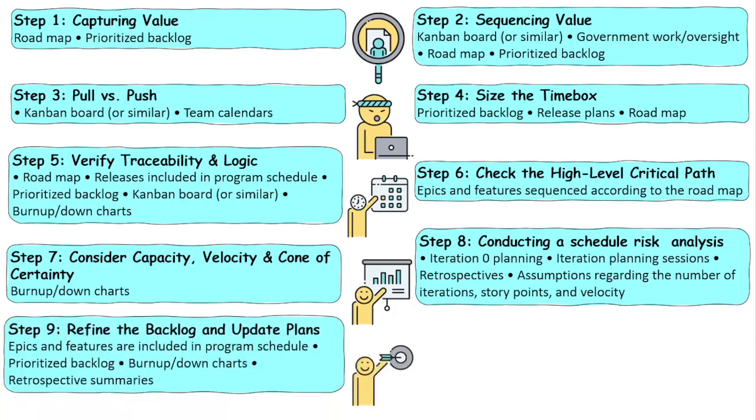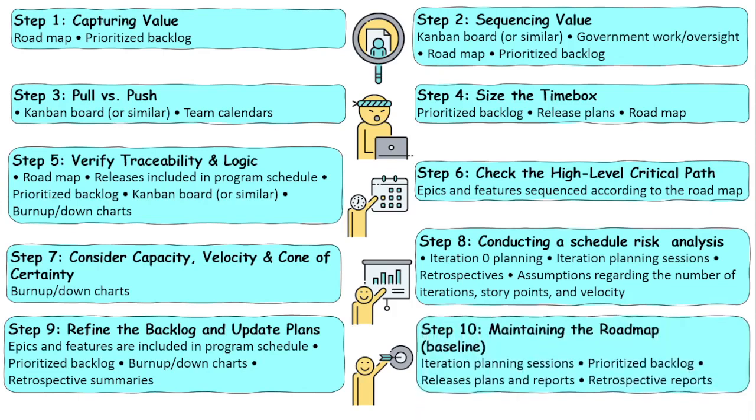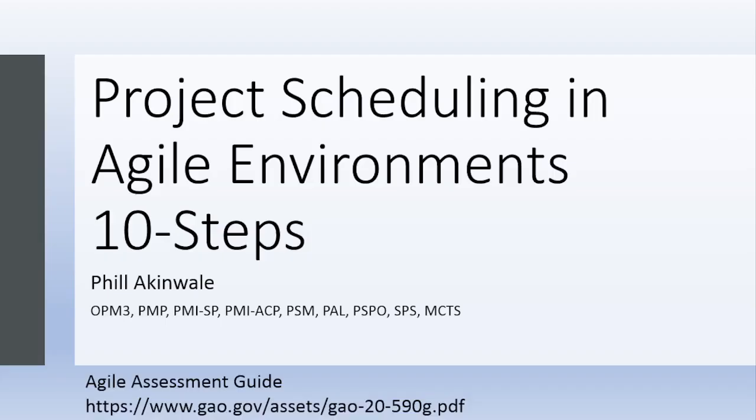Number 9, refine the backlog and update the plans. Epics and features are included in the high-level schedules. Burn-ups and burn-downs can also be considered as you tweak stuff and update it. And number 10, maintain the roadmap. How do you do that? Iteration planning, prioritize backlogs, release plans, retrospective reports, and so on. There you have it, my friends. 10 ways that you can schedule in the world of Agile.